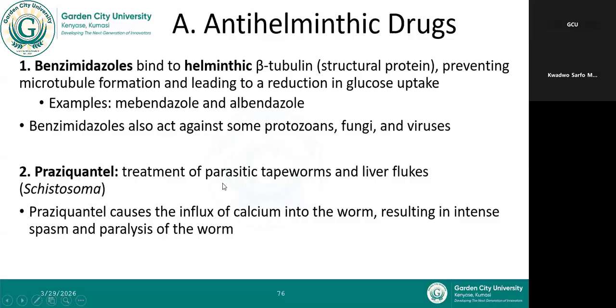Praziquantel, also for the tapeworms and then the schistosoma species, and these are able to cause influx of calcium, and this will cause uncontrolled movement of those particular muscles within, or those particular cytoskeletons within those worms, and this depolarization will cause excess spasm or paralysis and affects the movement of these worms, and in effect, they cannot function properly.